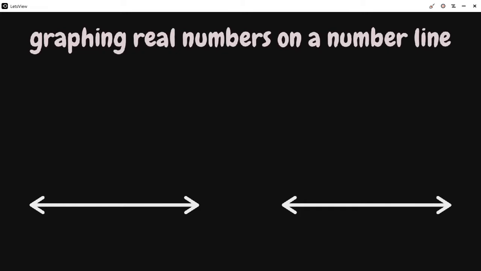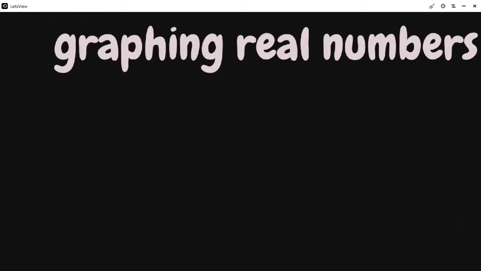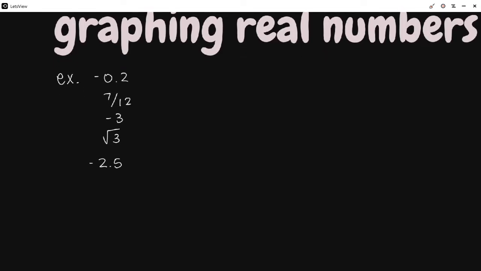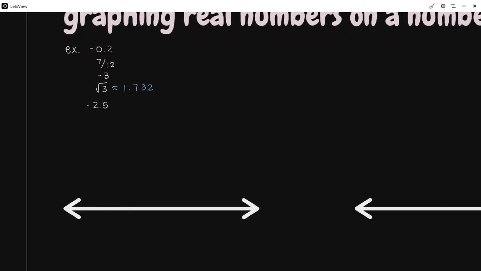So the first section is graphing real numbers on a number line. So let's say we have the numbers -0.2, 7/12, -3, square root of 3, and -2.5. So first I would figure out what the square root of 3 is. So this is going to be about 1.732.